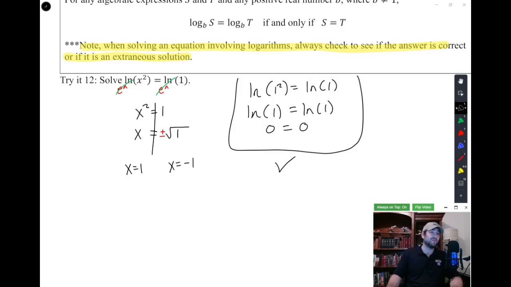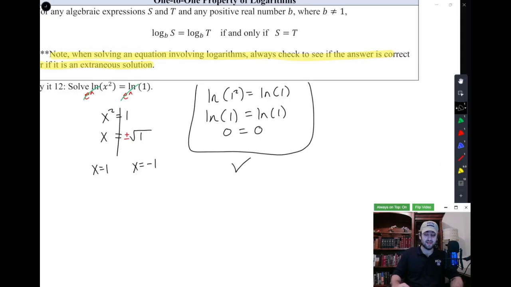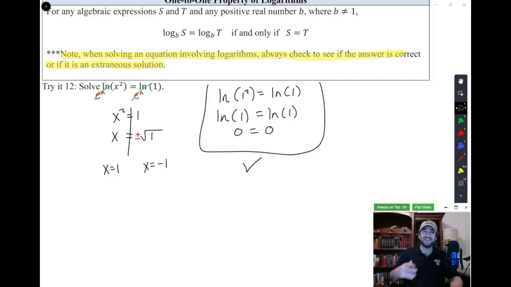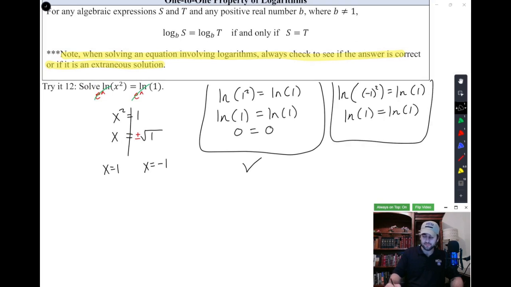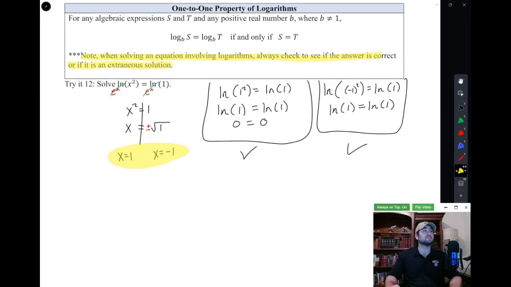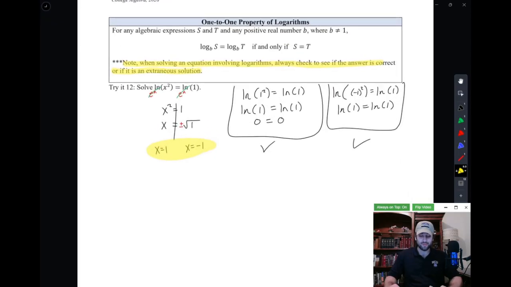Well, let's check the negative one, because a negative is a little scarier of an answer to have, especially when you're working with logs. Negative feels kind of scary. So the natural log of negative 1 squared equals the natural log of 1. Well, that's just the natural log of 1 equals the natural log of 1, and it checks out too, because that's 0 equals 0. So in fact, we do have two good solutions. We did need to check, but we ended up with two good solutions. And that was the last property of logarithms.